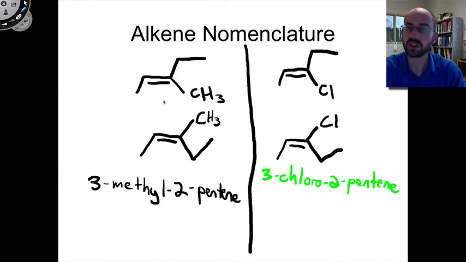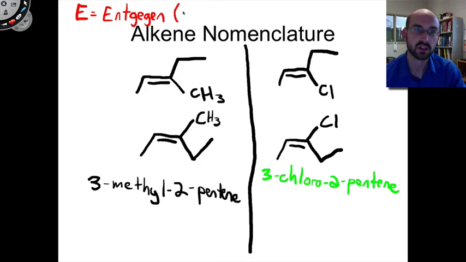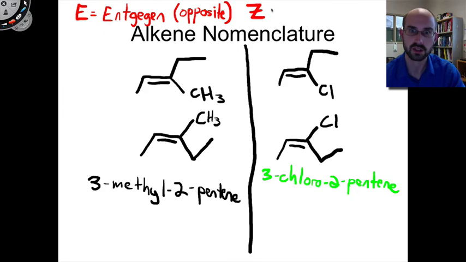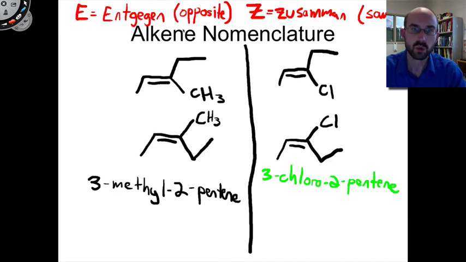To name these, we don't use cis and trans. We use either the letter E or the letter Z. The letter E stands for the German word entgegen, which means opposite. Or we use the letter Z, which is for the German word zusammen, which means same. So to determine whether an alkene is E or Z, we essentially have to apply the Cahn-Ingold-Prelog rules that we learned for R and S configuration to each of the alkene carbons.